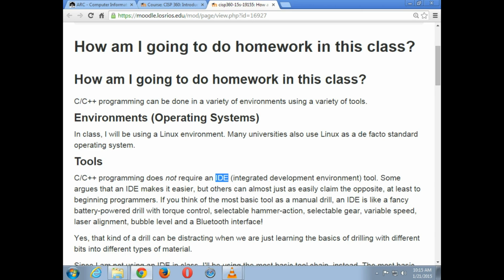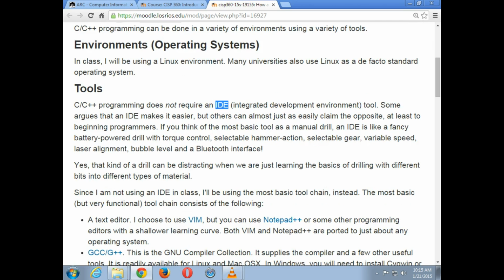Does that make any sense? So that's why I'm going to use command line tools and not IDE tools. It sounds really bad, it sounds really hard to use, but it's not. It's just a matter of practice. And we'll be using it in a Linux environment.